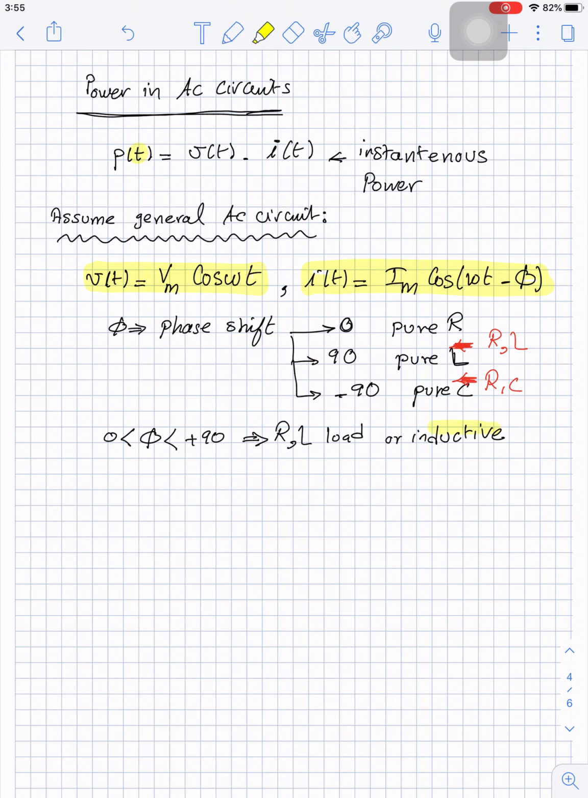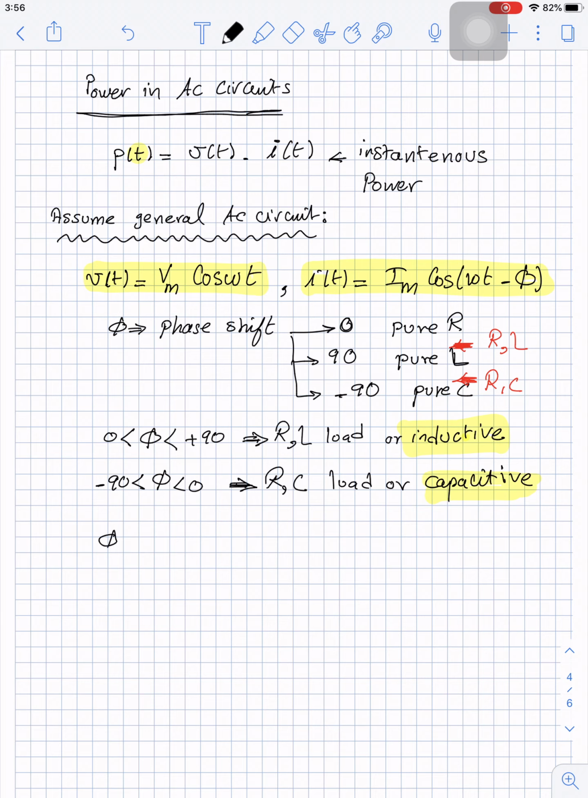So inductive means it's not a pure inductance, but it has an inductive part. It has an inductance. If the angle phi is between negative 90 and 0, your load will be RC. So you have an RC load, or we name it capacitive. So in this case, these two functions, v of t and i of t, are generic. They can capture any type of load by just adjusting the value of phi. So this is the idea of having this generic case. So we will assume v as V max cos omega t, i as I max cos(omega t minus phi), and phi is the phase angle, and this phi can represent R or RL or RC or L or C, which are all the cases that we can encounter in any AC circuits.